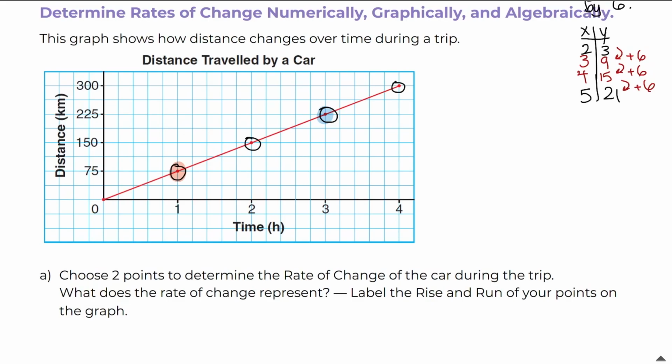So here we want to see how much the y is changing with respect to the x. So what we do is we draw in how much the rise is and how much the run is.